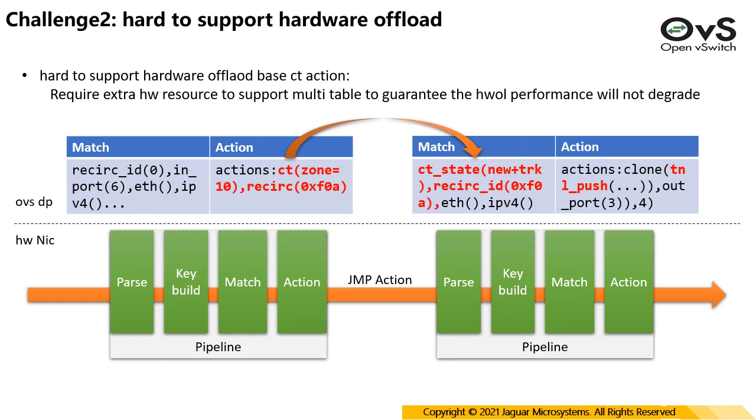Considering hardware offloading support, once the packet gets recirculated in software, the behavior of recirculating is just like jumping to another table to continue doing the actions, which will require extra resources to support multi-table in hardware, and mapping the RT flow chain to the hardware pipeline. Otherwise, the performance will also degrade if we do recirculation on the hardware.